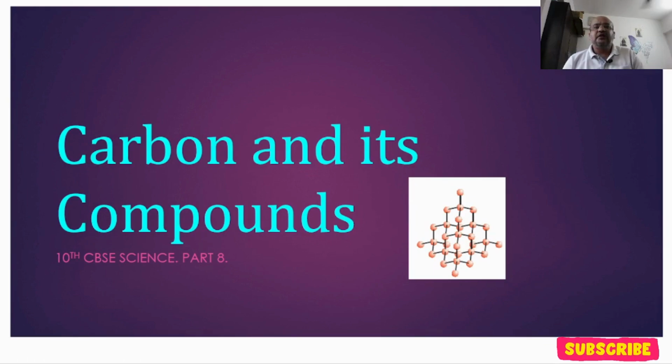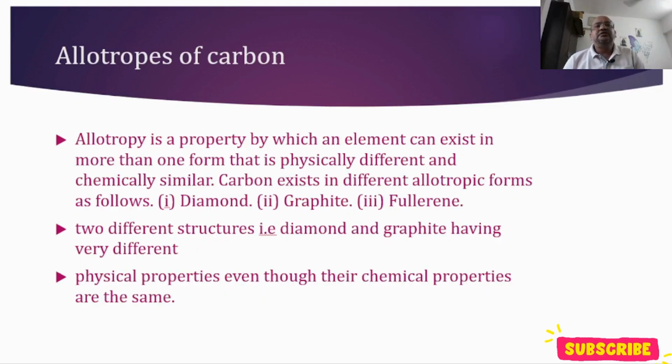We are doing chapter Carbon and its Compounds for 10 CBSE. Last time we have seen what are structural isomers and what are the ring carbon compounds. So today we are going to see allotropes of carbon. What is an allotrope of carbon?